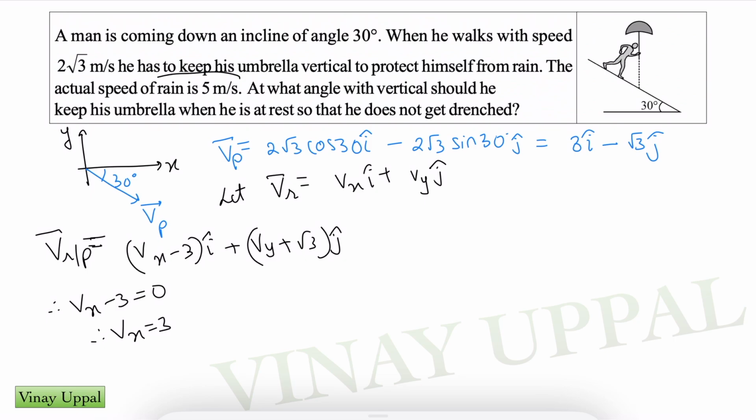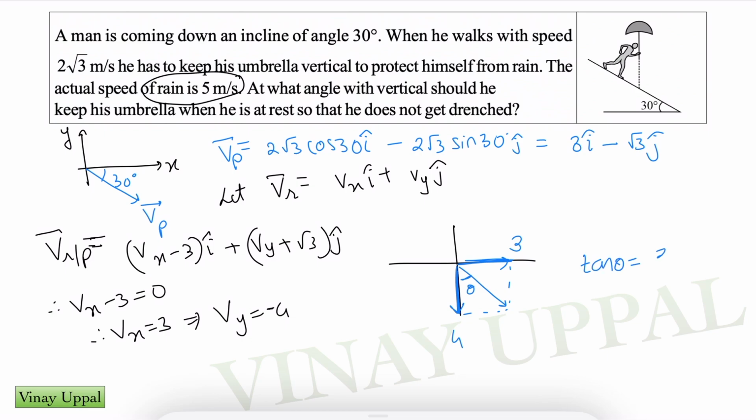And because the speed of the rain is given to us as 5, can you simply see that Vy would be 4 with a negative sign? So if I just plot, I'll have rain with a horizontal component of 3 and a downward vertical component of 4, and that's it. The angle at which the rain will be falling with the vertical, so tan theta would simply be 3 by 4, which is approximately 37 degrees to the vertical. So this is the angle at which the person should hold the umbrella when he or she is at rest.